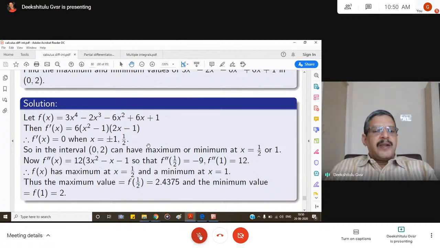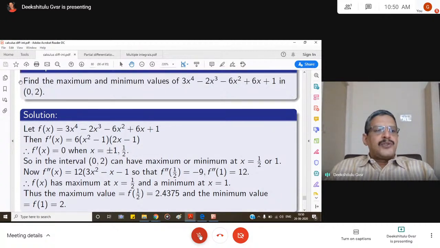And one more thing to keep in mind is the given interval 0 to 2. I want to find the maximum or minimum values of this function only in the interval 0 to 2. So out of the 3 roots, which points lie inside it? One is 1, which lies clearly in this interval. 1/2 lies in the interval. What about minus 1? It's not in the interval, so leave minus 1. So in the interval 0 to 2, we can have a maximum or minimum at x is equal to 1/2 or 1.